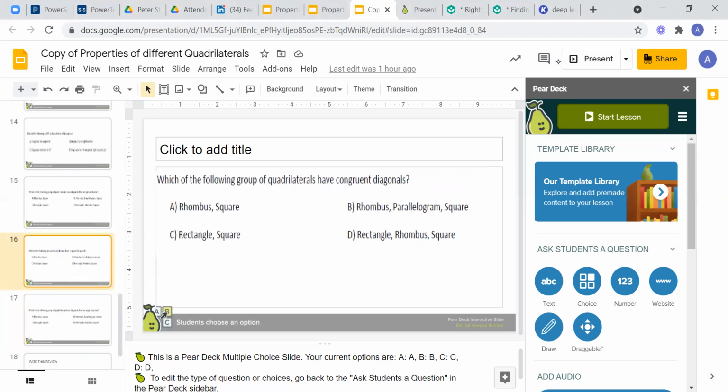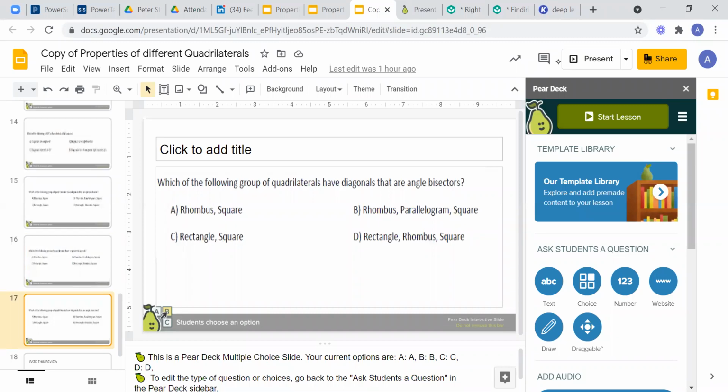So this question 17 definitely looks like 16. In order to say congruent diagonals, you could have said angle bisectors, okay? Because angle bisectors mean when the diagonal passes through it, it cuts the angle into two equal parts, okay? So which one? Rectangles and squares, okay.